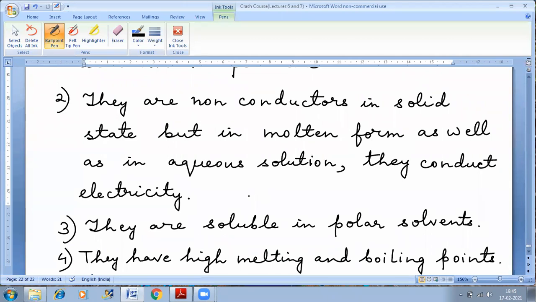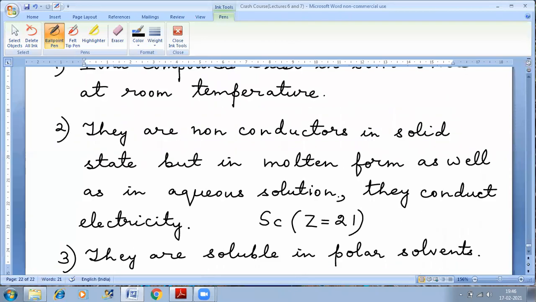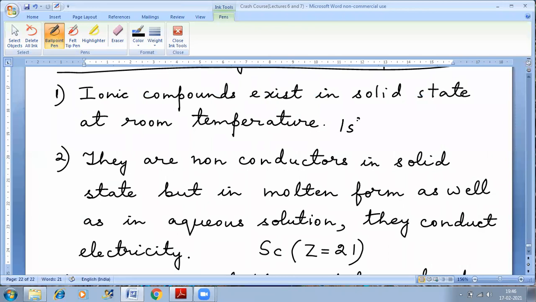Okay, fine. So now see, if I'm talking about the third group, the first element which is most commonly used in the third group is scandium, Sc. What is the atomic number of scandium? Z is what? It's 21. Okay, it is 21.